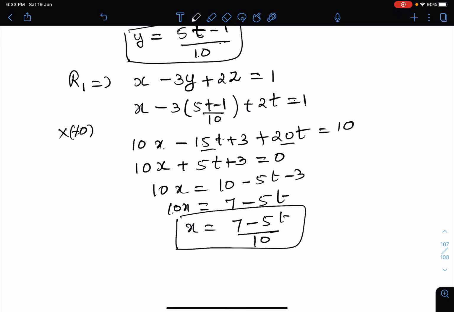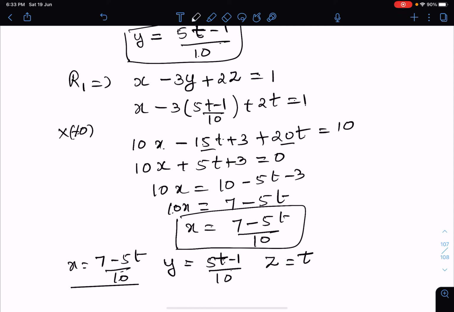Okay, what is our solution set? x equal to (7 minus 5t) by 10, y equal to (5t minus 1) by 10, and our z equal to t. Okay, these are the three solutions we have got for x, y, z, where t belongs to real number. This is very important, this step you have to write, then only it is understood that as you substitute values of t, you get infinitely many solutions. Okay, I hope this makes it clear.